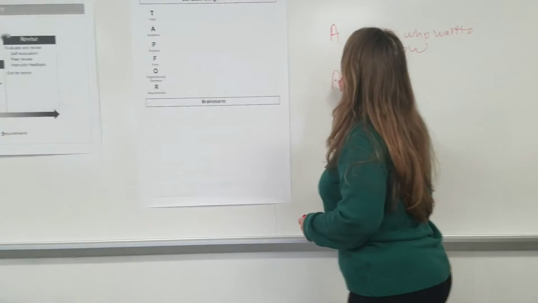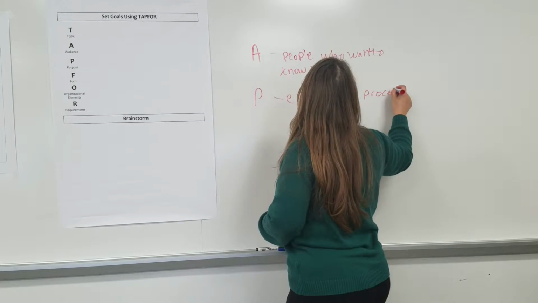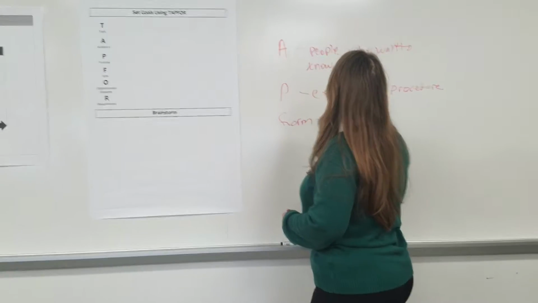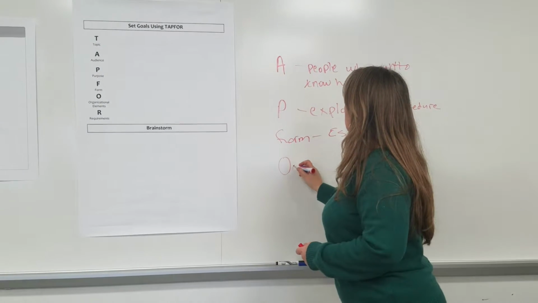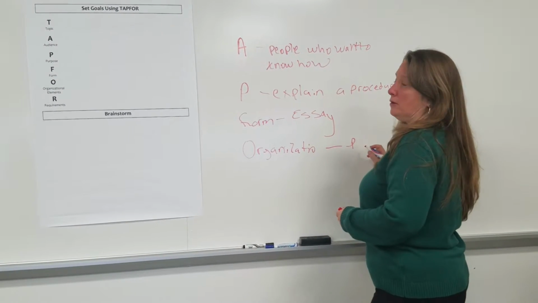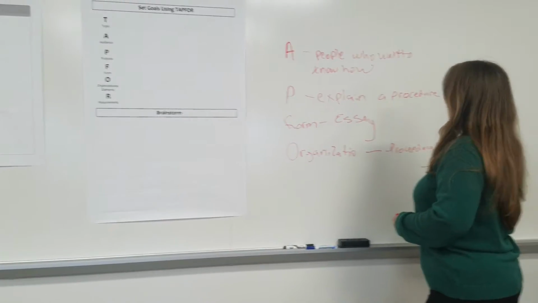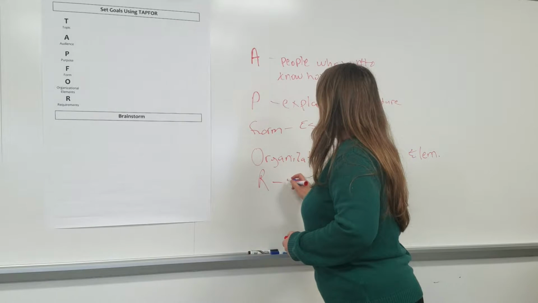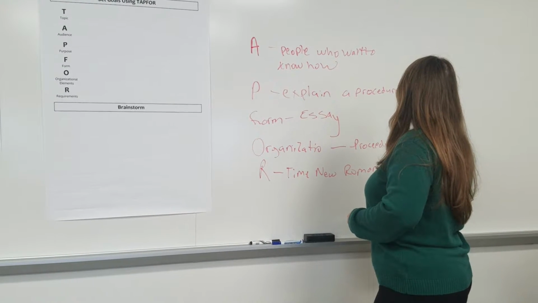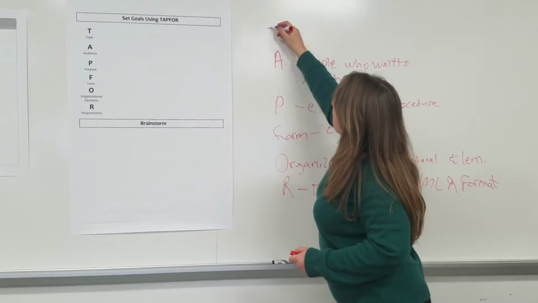Okay? My purpose is to explain a procedure. My form is going to be essay. My organizational elements, I am going to use the procedural elements of writing. And my requirements are going to be your basic Times New Roman and MLA formatting. And that's the tab 4. I haven't got to the T part yet.